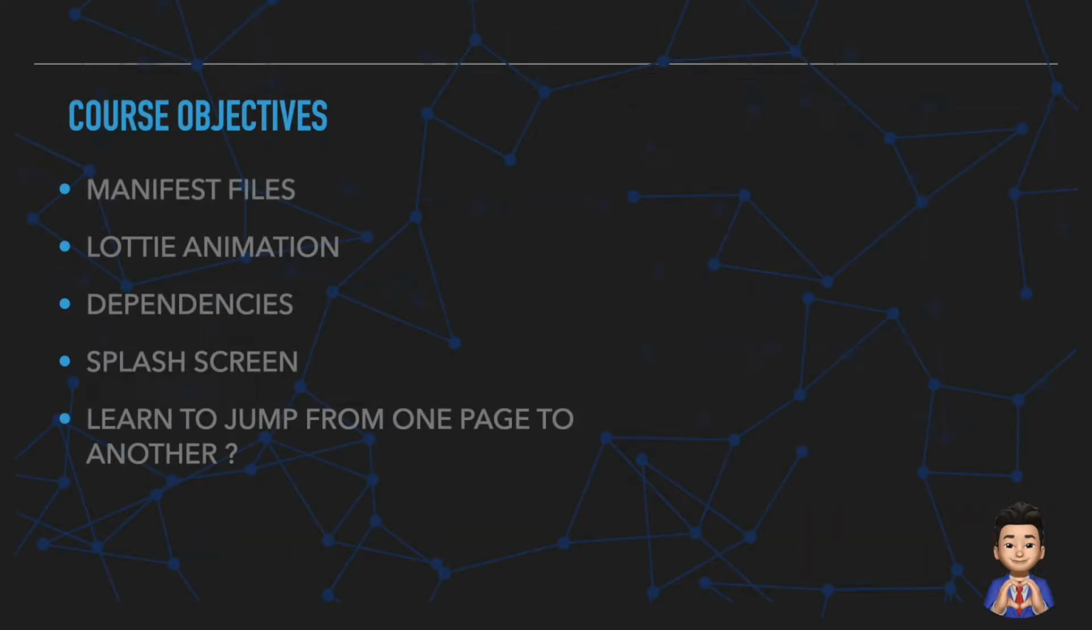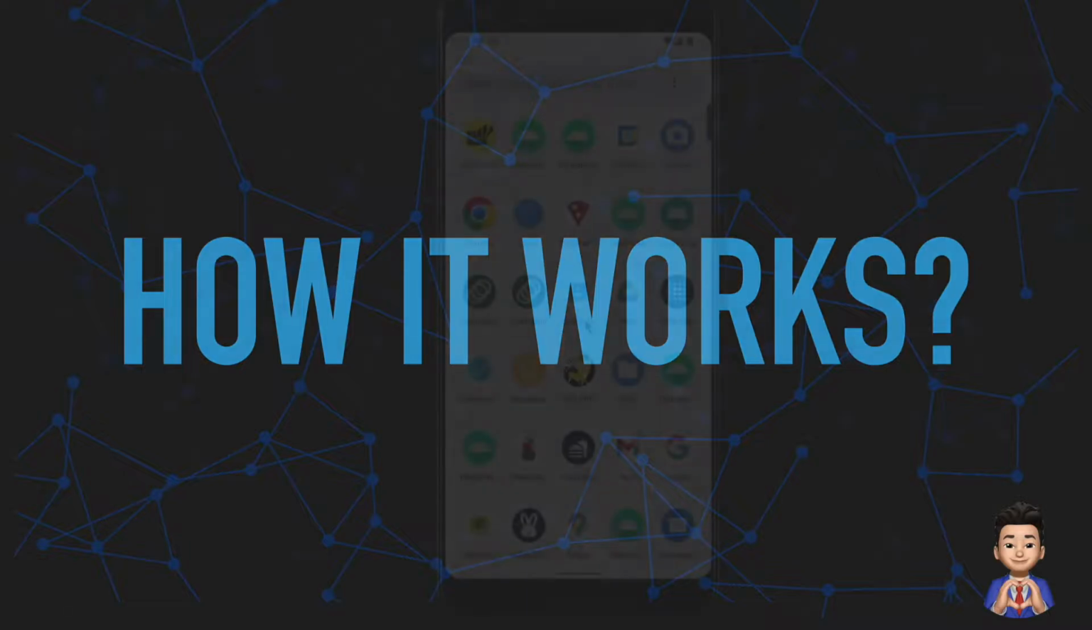Well, the objective of today's video is to understand manifest files. We will see about Lottie Animations, and then we will see what is dependencies. Then we will see what and how we can splash our screen. Then we will learn how to jump or to go from one page to another page, or from one activity to another activity. Now let's understand how the splash screen works.